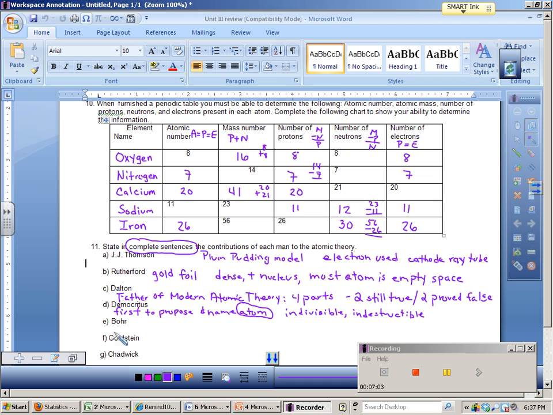Niels Bohr is next. Niels is the planetary model. Remember, he took his guide from the solar system. And so he is the one who said that electrons are going to be in fixed paths that he called orbits around the nucleus.